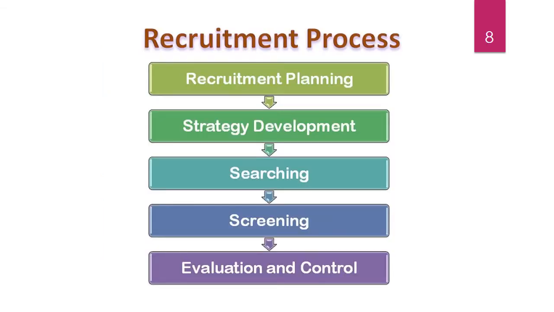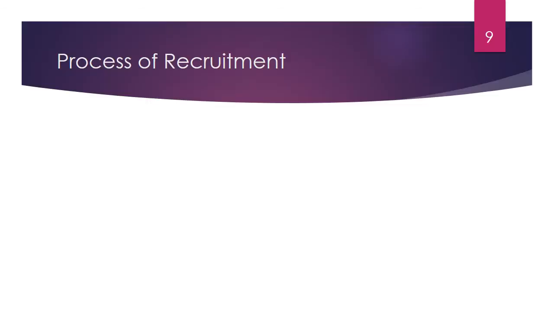So let's discuss the recruitment process in short. Step 1 is recruitment planning, then strategy development for recruiting, then searching at the right place at the right time, then screening of hundreds and thousands of candidates, and the last one is evaluation and control. So we will discuss each and every step one by one. Let's start with the process of recruitment.